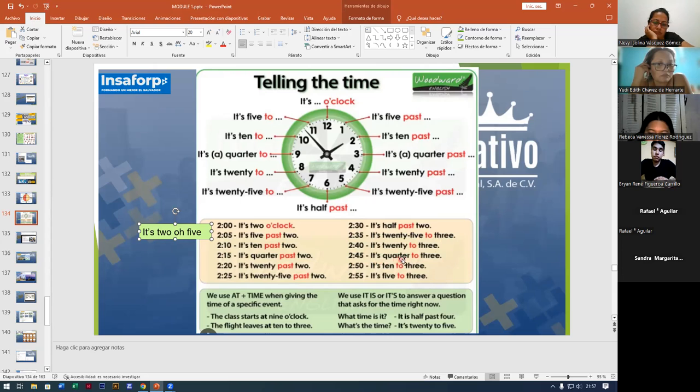2:45. It's 2:45. Un cuarto para las 3. Aquí ya se lleva ese 2, es porque me faltan tantos para la siguiente hora. 2:50, or it's 10:03. 2:55, it's 5:03. So let's check here.